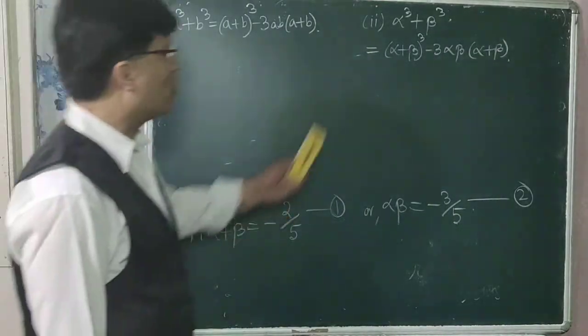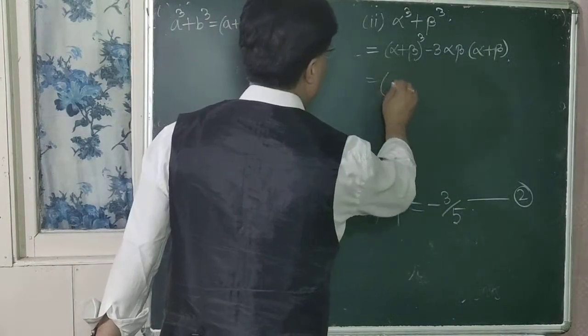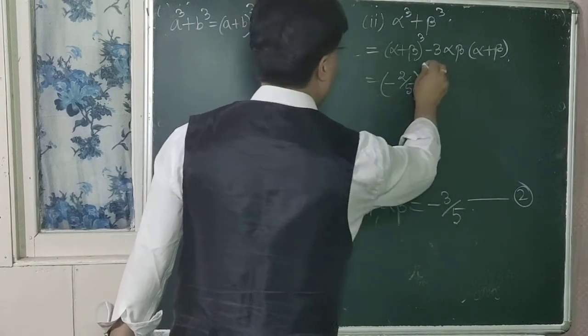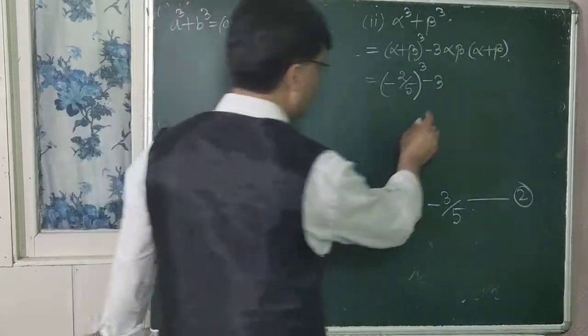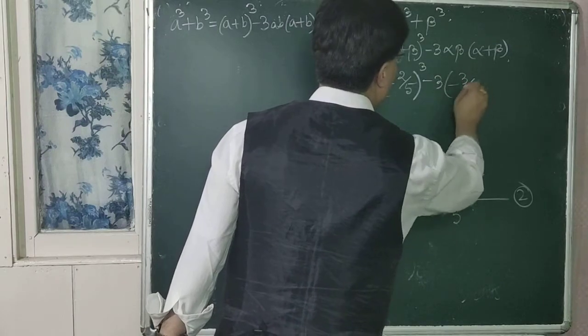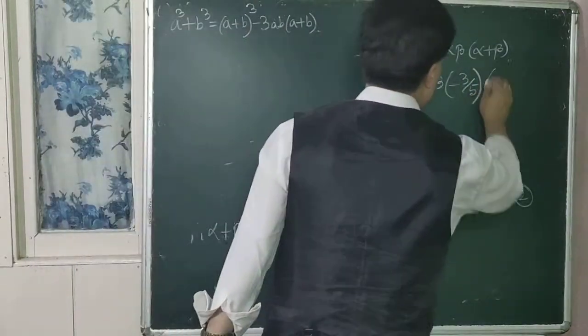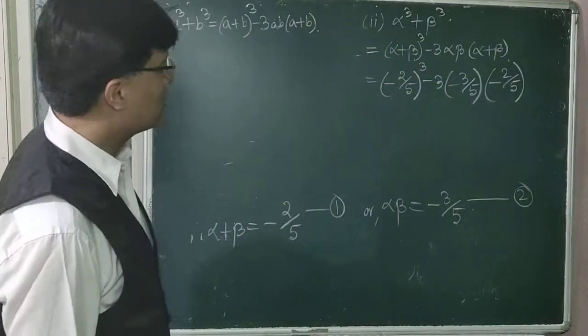Okay. So we have got this value. What is alpha plus beta? Is equal to minus 2 by 5 whole cube minus 3 into, what is alpha beta? What is the value for alpha beta? It is minus 3 by 5. And what is the value for alpha plus beta? It is minus 2 by 5, right? So now let us simplify it.